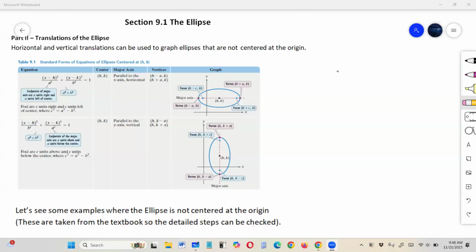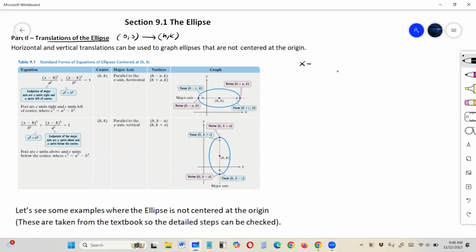Hi, hello everybody. So this is the second video dealing with section 9.1, the ellipse, and this is the video where we're going to do the translations on the ellipse. So that means that we're going to go from the origin 0, 0, and we're going to go to a location where the center is at (h, k). This is very similar to what we did with the circle.